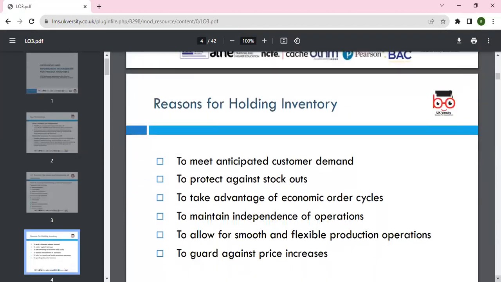Reasons for holding inventory: to meet the anticipated customer demand, because demand always fluctuates. It can be linked with seasonality, different seasons. To protect against stock-outs, to take advantage of the economic order cycle, to maintain independence of operations, to allow for smooth and flexible production operation, and to guard against price increases. So that's why we hold inventory stock.